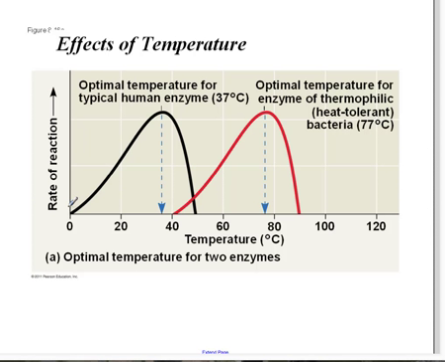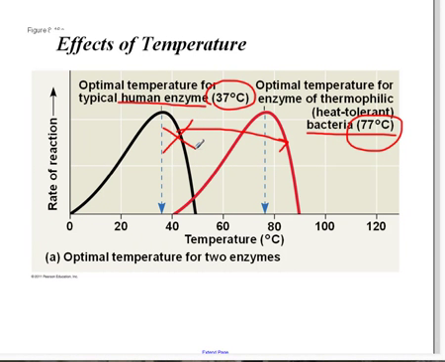So this is a graph showing optimal temperature for two enzymes. The first enzyme loves to operate around 37 degrees Celsius. That is the normal operation of human enzymes. Here's an example of a heat-tolerant bacteria, which can grow up to temperatures of 95 degrees, and so its enzymes like to work around 77 degrees. If we took a human enzyme and put it at 77 degrees, that enzyme would no longer function. So temperature is very important for the operation of an enzyme.